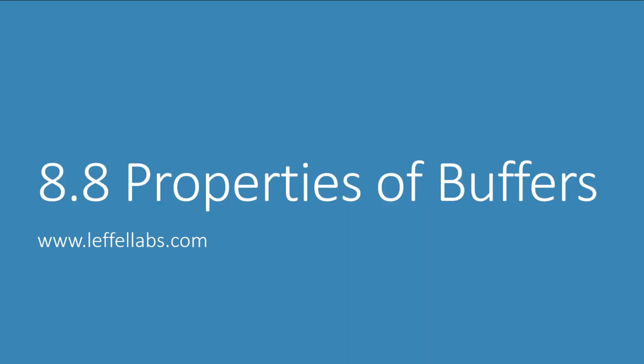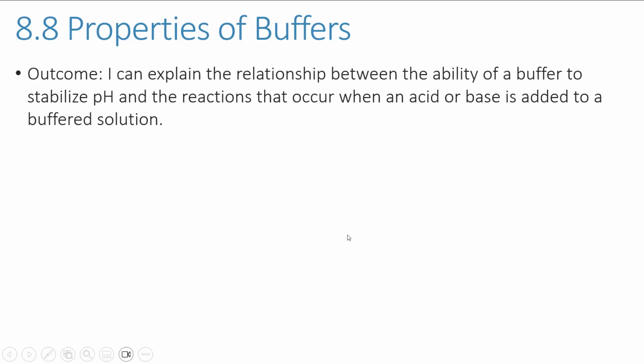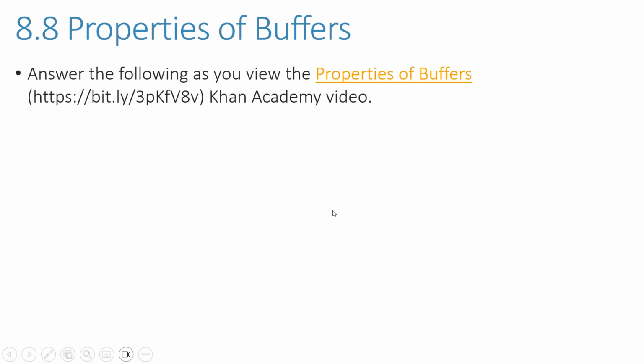8.8 Properties of Buffers. So the outcome is I can explain the relationship between the ability of a buffer to stabilize pH and the reactions that occur when an acid or base is added to a buffer solution. So you're going to start out with this Khan Academy video, and then there are some questions to answer. So go ahead and pause this video and switch over to the Khan Academy video.